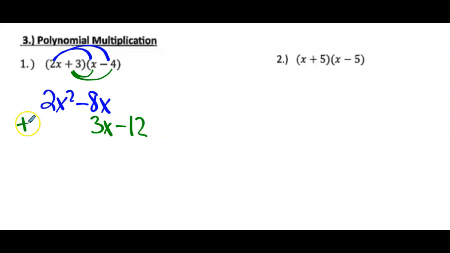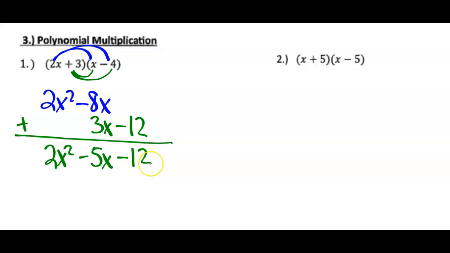And now I'm going to add my like terms. Why did I put my 8x and my 3x in line? Because they're like terms, and that way I don't have as much trouble remembering to add them. So here I get 2x squared. Negative 8x plus 3x gives me negative 5x. Bring down my minus 12, and I'm done. I'd like you to do this one, either box method or double distribute. I'm going to show you the box method on example number 3 to refresh your memory.